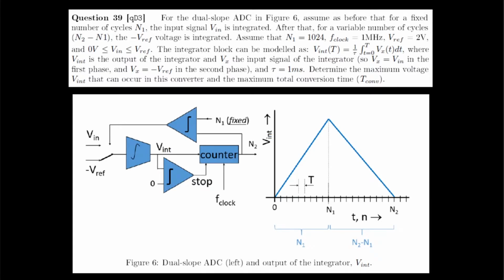This video discusses the solution to question 39. For the dual slope ADC in figure 6, assume as before that for a fixed number of cycles N1, the input signal Vin is integrated. After that, for a variable number of cycles N2 minus N1, the negative Vref voltage is integrated.